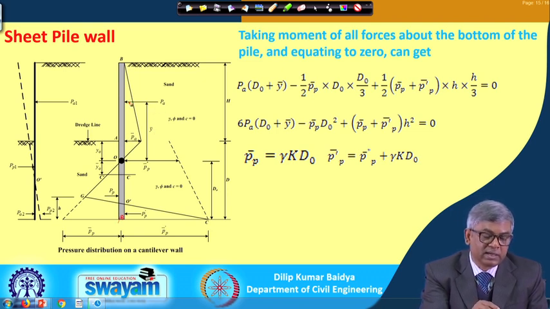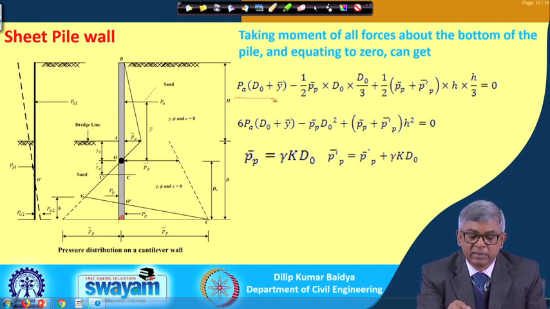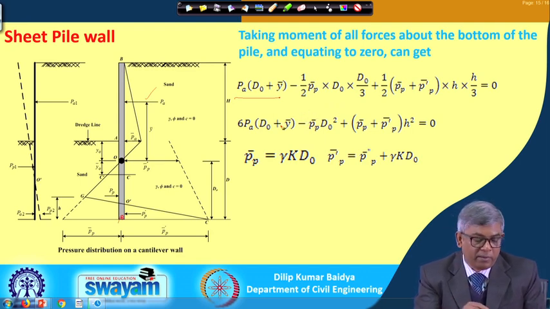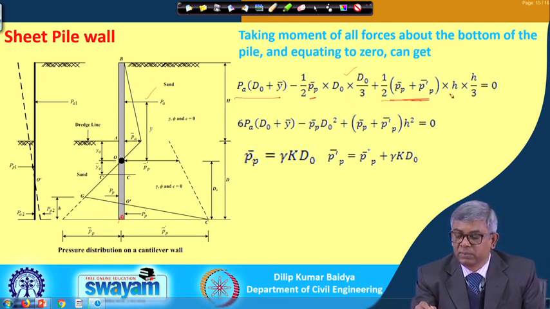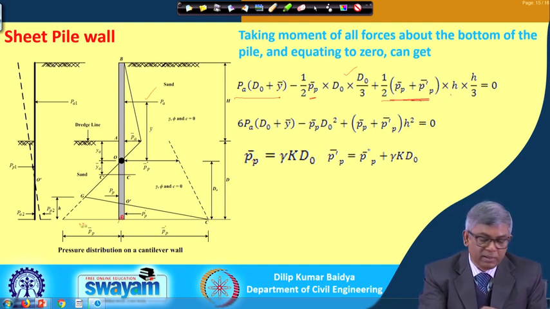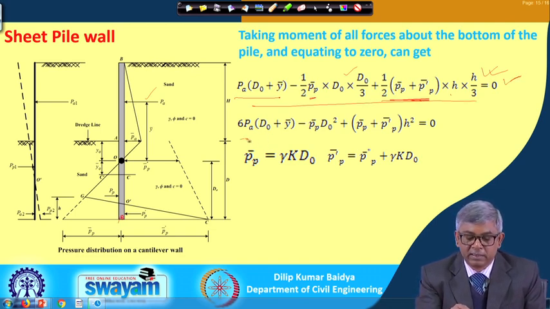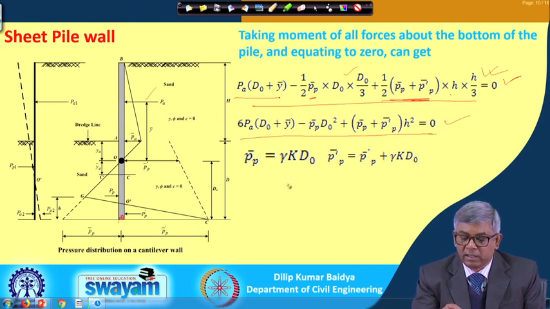Suppose the resultant of this force is acting somewhere here. So, P A multiplied by d naught plus y bar, and then a half p p bar d naught multiplied by d naught by 3, that is the 1/3 distance, plus this force multiplied by h, so this area multiplied by h by 3. So, this is the moment taken, and if I simplify, then it becomes like this: 6 P A d naught plus y bar minus p p bar d naught square plus p p bar plus p p dash bar h square.